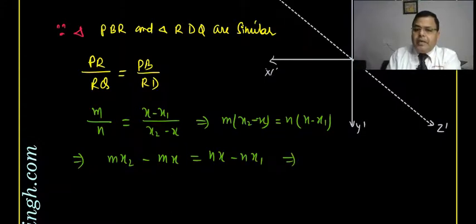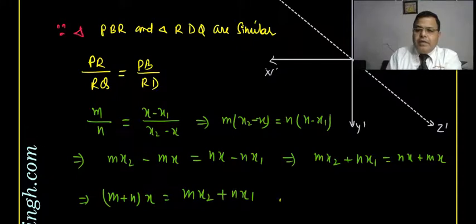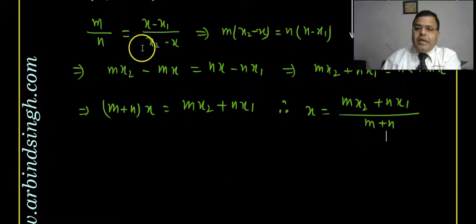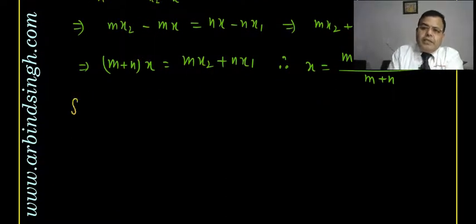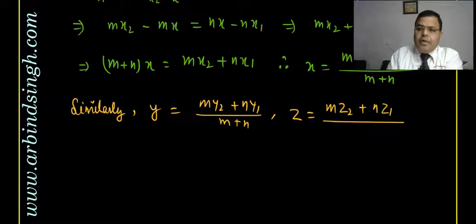Therefore mx2 plus nx1 is equal to nx plus mx, and this can be written as m plus n into x, because x can be taken common. This is nothing else but mx2 plus nx1, and therefore x is equal to mx2 plus nx1 divided by m plus n. This is the x coordinate. Similarly, the y coordinate is given as my2 plus ny1 upon m plus n, and the z coordinate is given as mz2 plus nz1 upon m plus n.